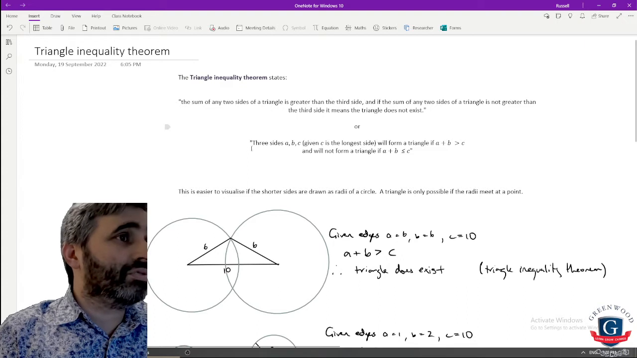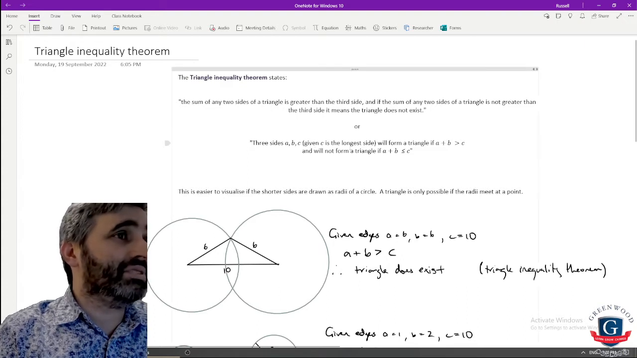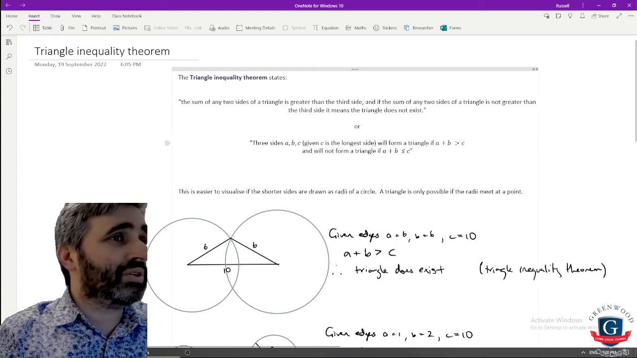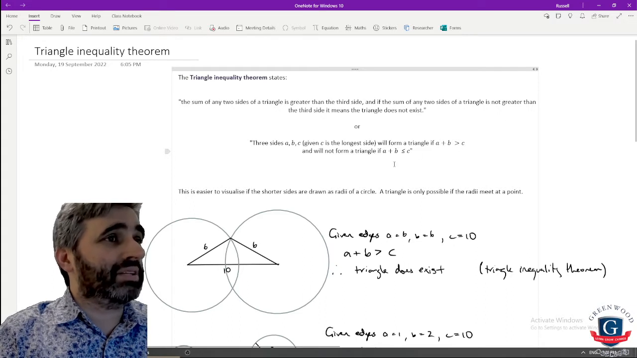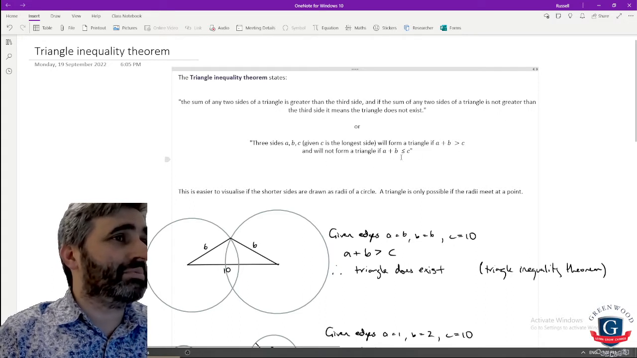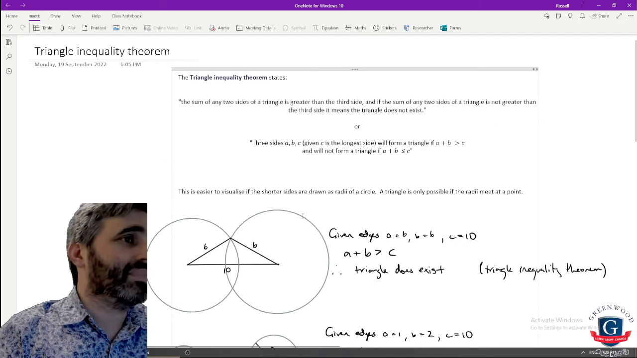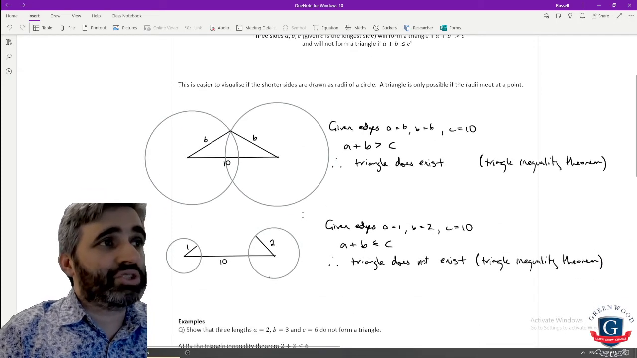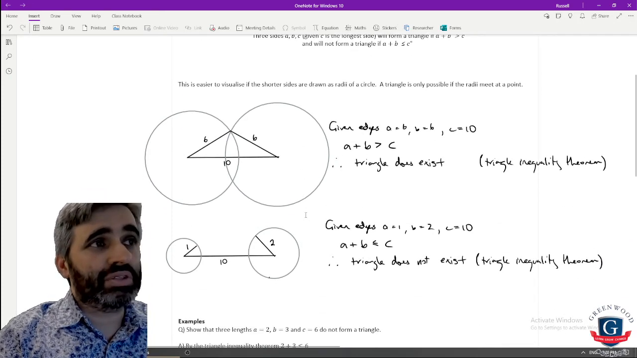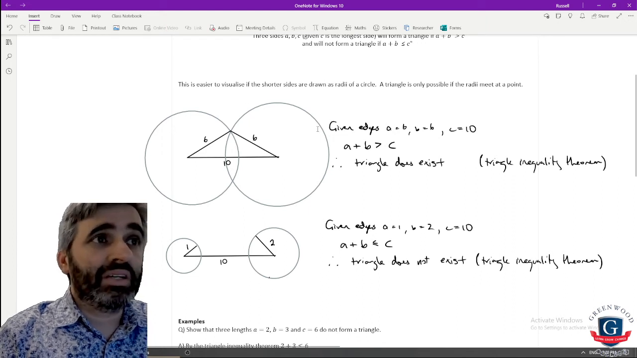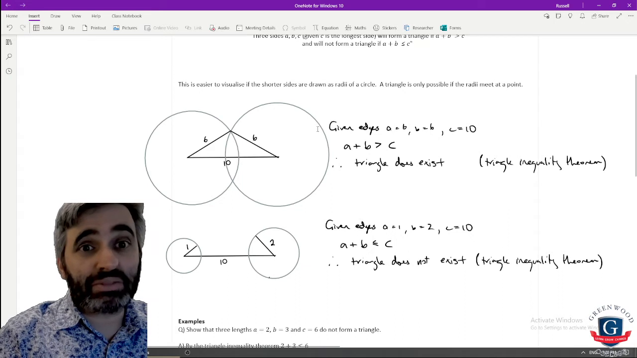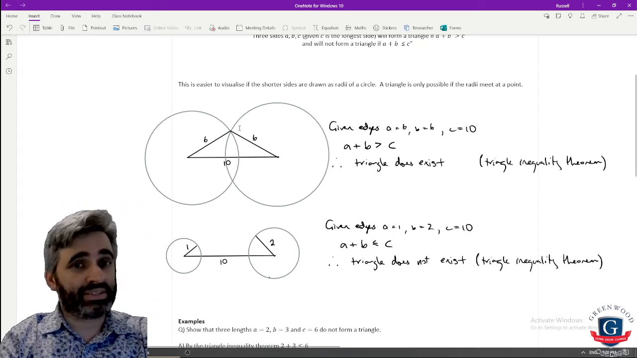So, three sides A, B and C, given C is the longest side, will form a triangle if A plus B is greater than C, and will not form a triangle if A plus B is less than or equal to C. This is easy to visualize if the shorter sides of a triangle are drawn as radii. A triangle is only possible if the radii meet at a point. So, how does that look?